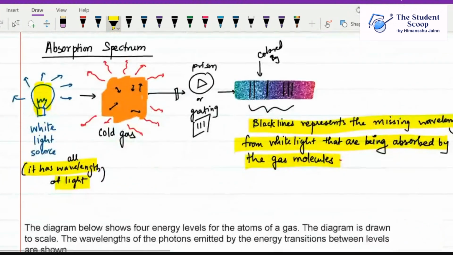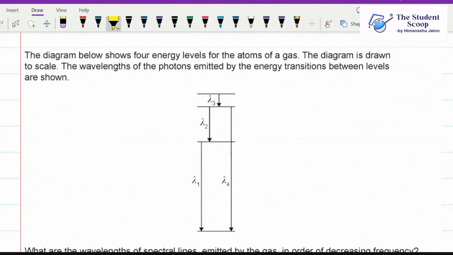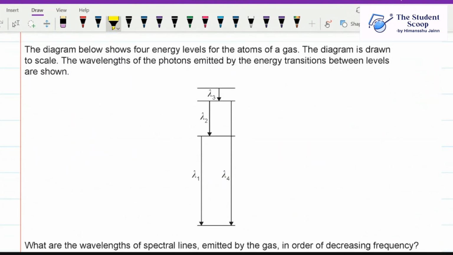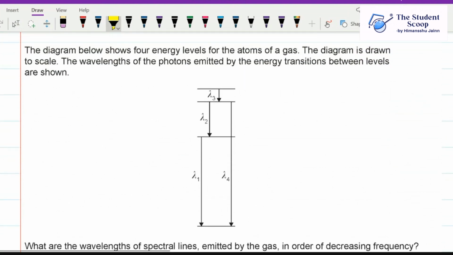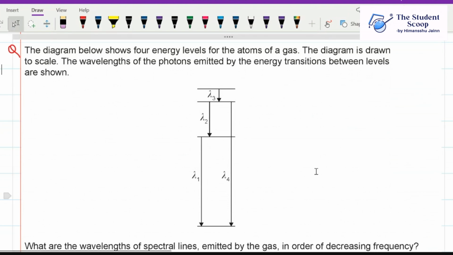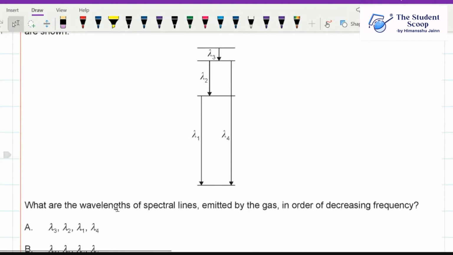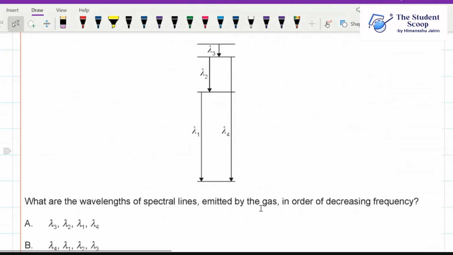Okay. Now we will try to answer a few questions based on what we learned, and see how we can apply this concept. In this question, they are given 4 energy levels and the wavelengths associated with them. What are the wavelengths of the spectral lines emitted by the gas in order of decreasing frequency? Remember that frequency and wavelength are inversely proportional. So a decrease in frequency is equivalent to an increase in wavelength.